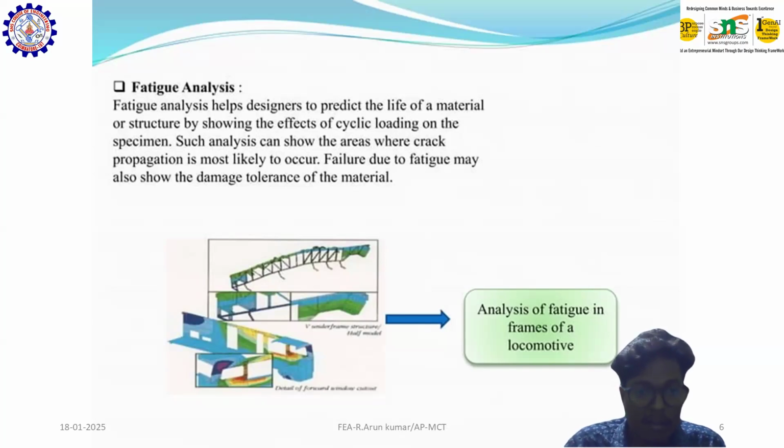That is showing the cyclic loading on the specimen. Such an analysis can show the area where the crack propagates, okay, and where it is most likely to occur. Failures due to fatigue may also show the damage tolerance of the material. So this analysis shows where failures can occur and where the crack will propagate in a particular specimen when we apply types of load on it.